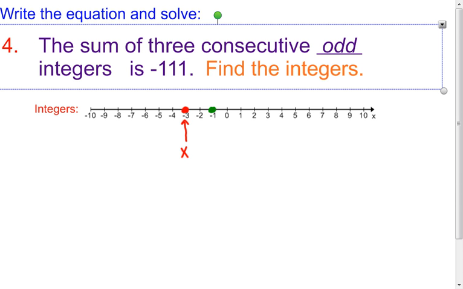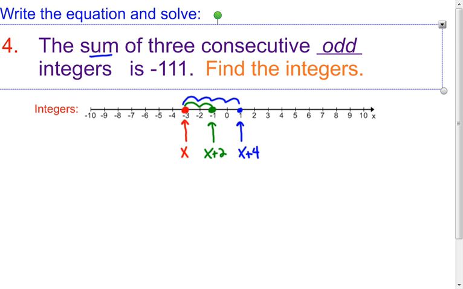So the first one's probably not -3, but let's pretend it was -3. If I wanted to find the next odd one, I would need to go to -1. Hopefully you can see that I made 2 jumps over. So the next consecutive odd integer would be x plus 2. And again, you're always measuring from the original spot. Then the next consecutive odd integer would be right here. Pretend it's not 1, but if it was, you could see that you would have to make 1, 2, 3, 4 hops over from the original, and the next one would be x plus 4.